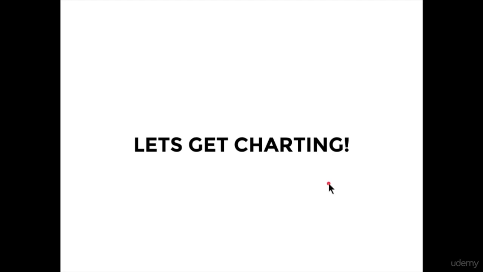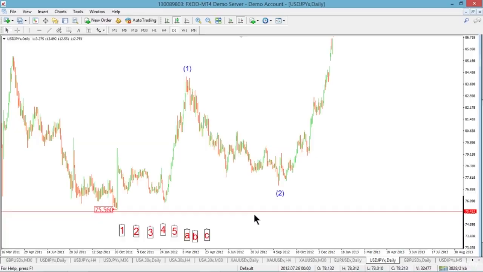So without further ado, let's get on in there and get charting. So here we have our wave 1, 2 low off the bottom again in dollar yen. I'm going to label this and I'm going to bring you through what an Elliott Wave trader would use to enter a trade in this market.